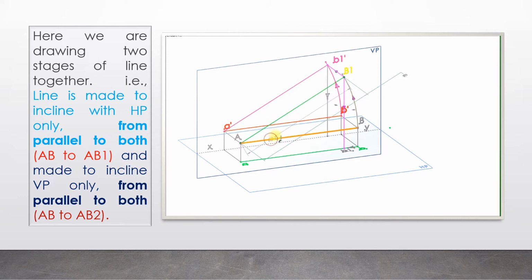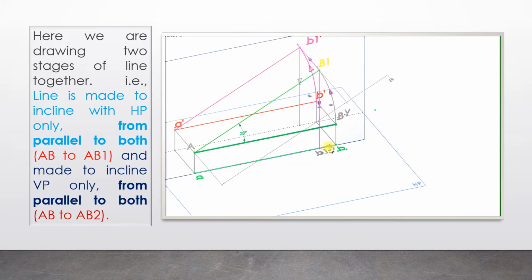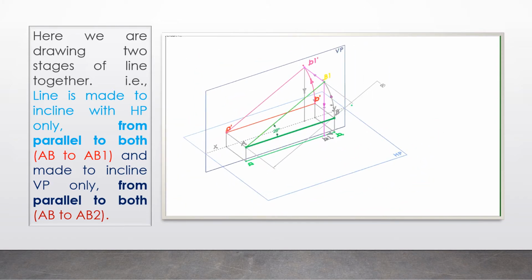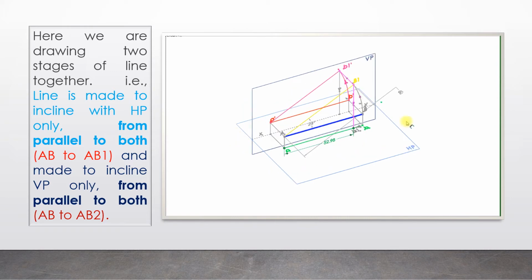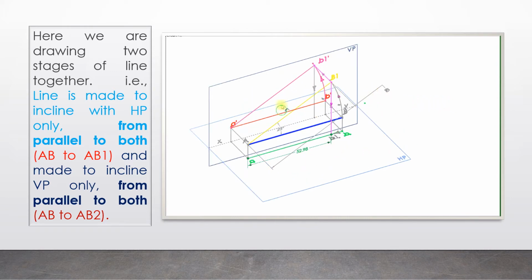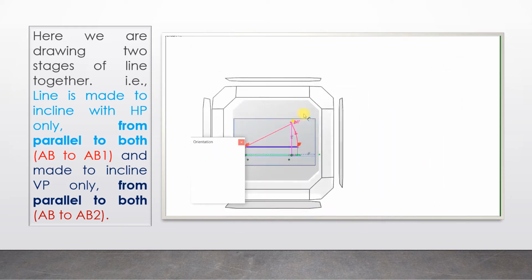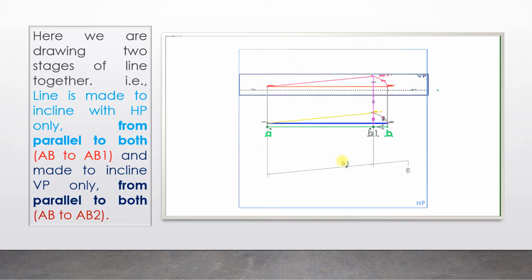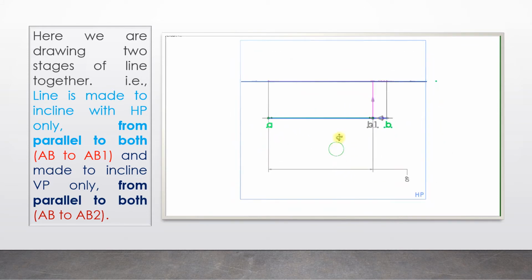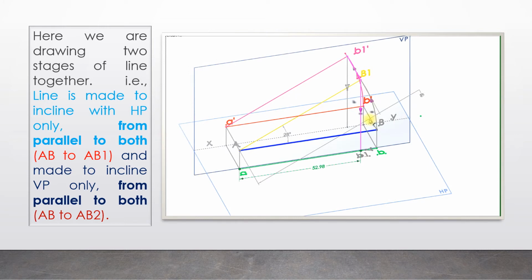So the 3-dimensional view you can closely watch, and the inclination to HP is 28 degrees for this problem, which is visible in the front view. True length is 60 mm, but the projected length will be less than that. Now the top view: you can see AB1 is parallel to XY.